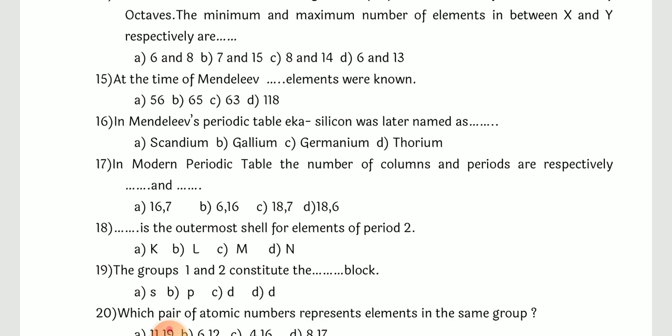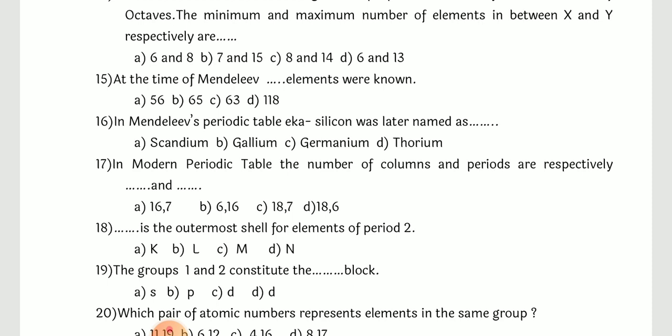In Mendeleev's periodic table, eka silicon was later named as. Okay, Mendeleev discovered some of the elements and he arranged them. Some of the elements were not discovered, but Mendeleev already kept places vacant in his table because he knew the properties of these elements. He wrote down or told the properties of these elements, but he did not name them because they can be named after the discovery. So he named them like eka silicon, eka boron, eka aluminium. After the discovery they were named properly. So eka silicon is named as germanium, that is option C.